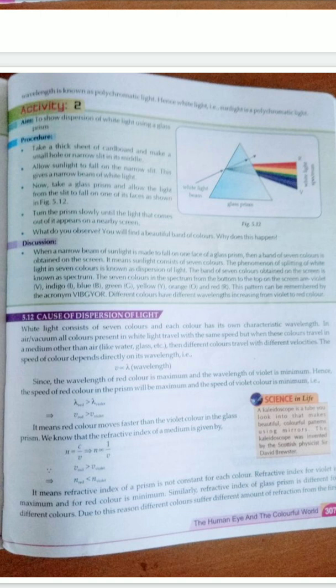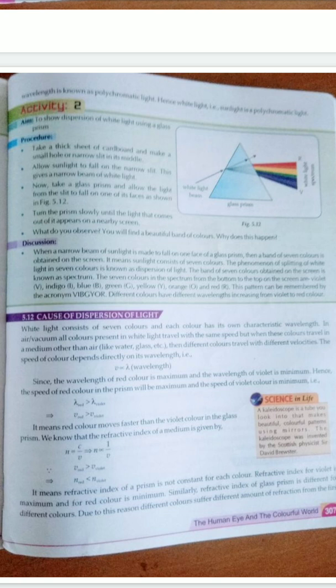Since the wavelength of red color is maximum and the wavelength of violet is minimum, the speed of red color in the prism will be maximum and the speed of violet color will be minimum in the prism. So the wavelength of red is more than the wavelength of violet. This means red color moves faster than violet color in the glass prism. We know that the refractive index of a medium is given by the formula n equals c by v, or n is directly proportional to 1 by v.